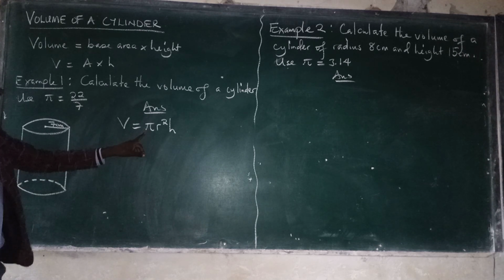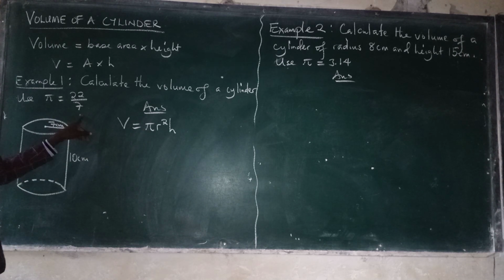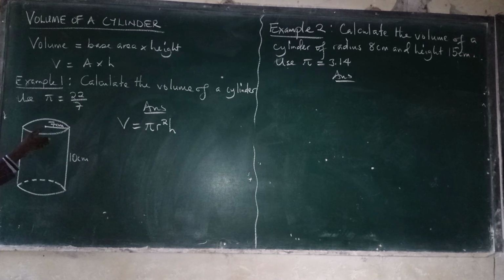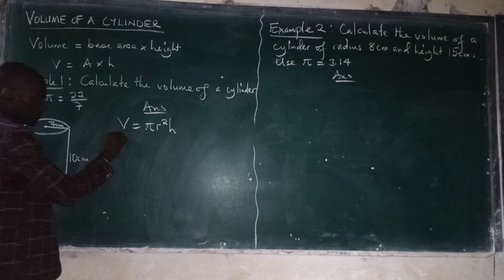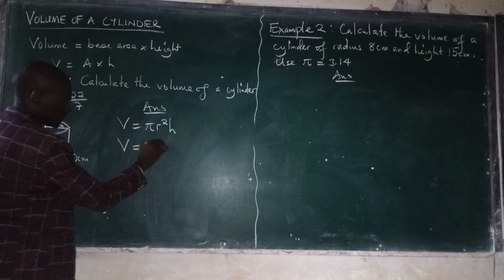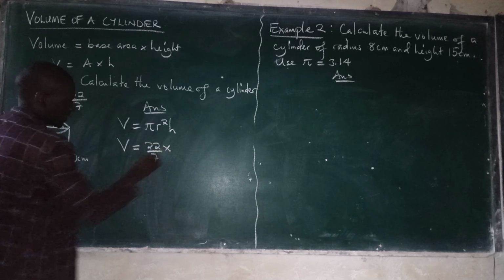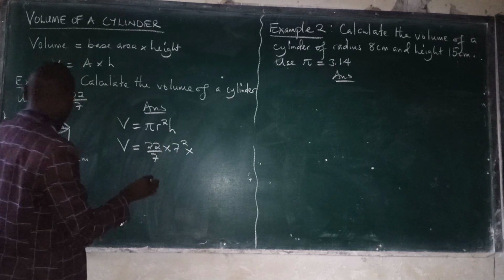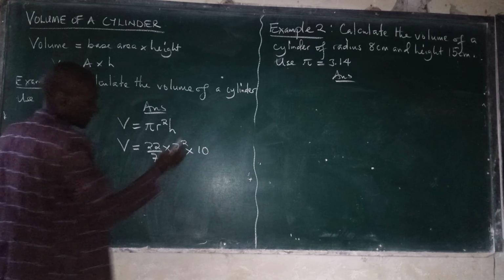So in this case, we look at what we are given. The question tells us pi is equal to 22/7, then r, that is the radius. If we check, we have 7 here, meaning even here it is 7. So that is our radius, and then the height from here up to the top is 10 centimeters. So we'll say volume is equal to pi, 22/7, times r, 7 squared, and then the height is 10.